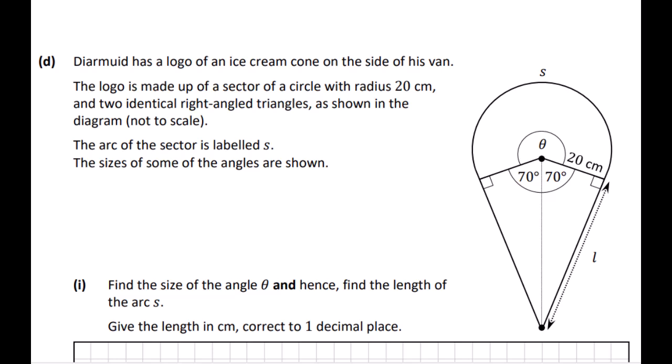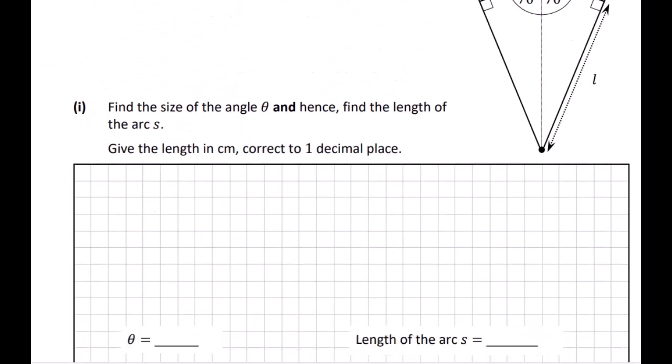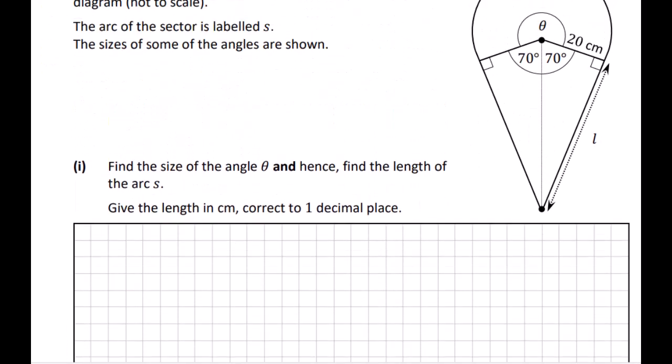Next one, Dermot has a logo of an ice cream cone on the side of his van. The logo is made up of a sector of a circle with a radius of 20 centimetres and two identical right-angle triangles as shown in the diagram, not to scale. The arc of the sector is labelled S. The sizes of some of the angles are shown. So this is our diagram here. Find the size of the angle theta and hence find the length of the arc S. Give the length in centimetres, correct to one decimal place.